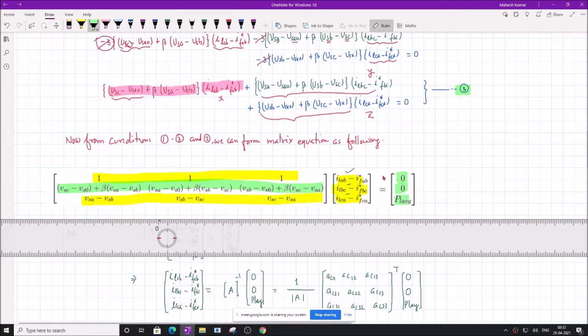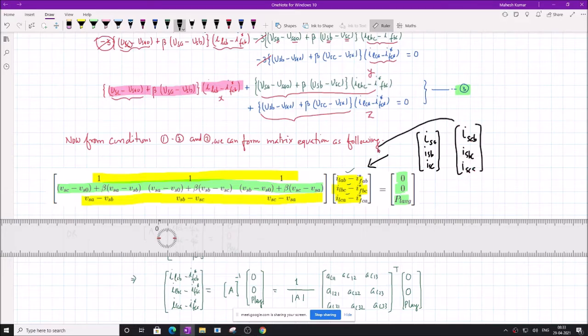This matrix is similar to the previous one, except earlier there was simply ISA, ISB, ISC. But here it is in the form of ILAB minus IFAB star. Basically it is the effective source current, so it becomes like ISAB actually. So this is ISBC, this is equal to ISCA. This is the only difference. This is the effective term in the form of the source current.